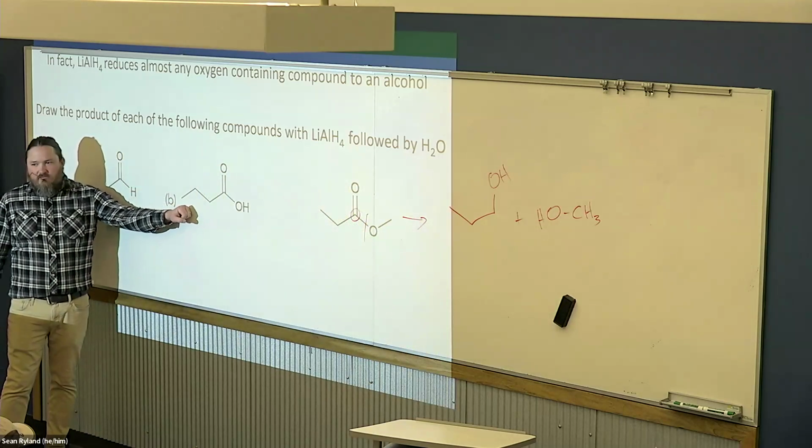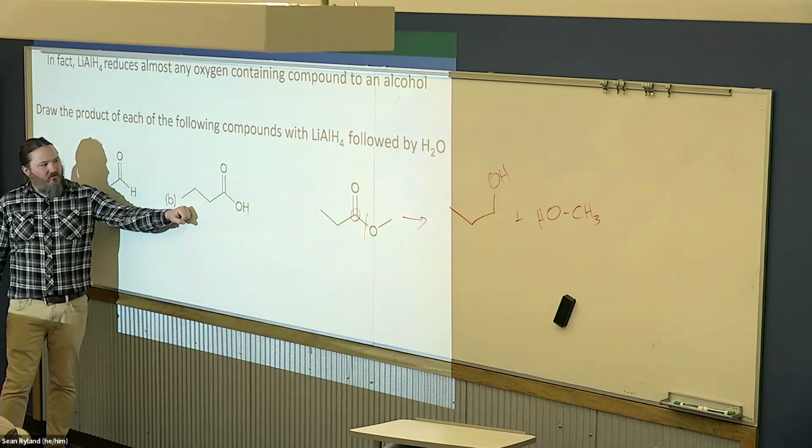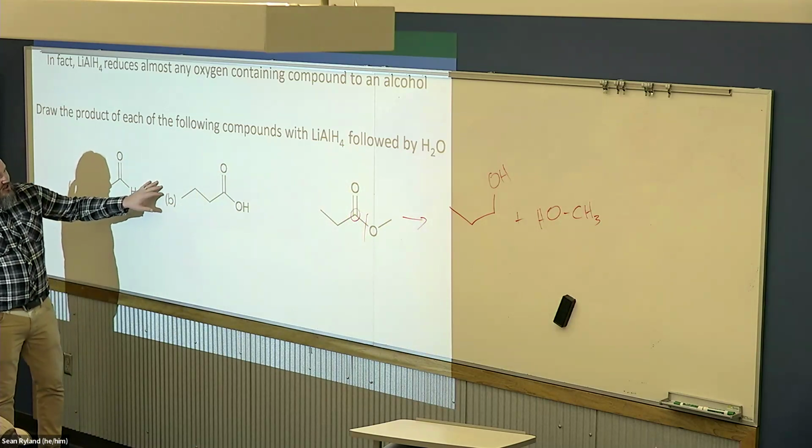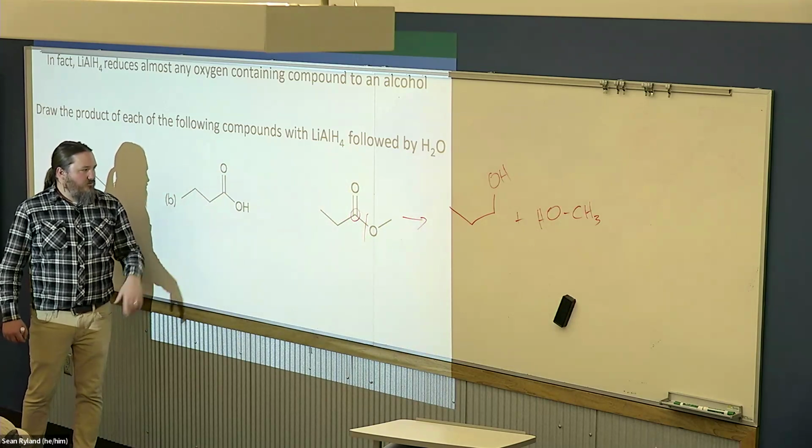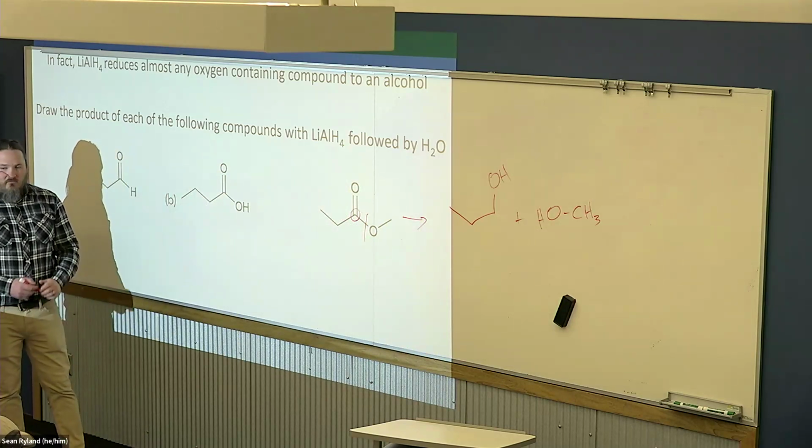What do we get from this one? Is there a carbon on the other side of an ester? No. So we're just gonna take this and turn it all the way to one butanol.